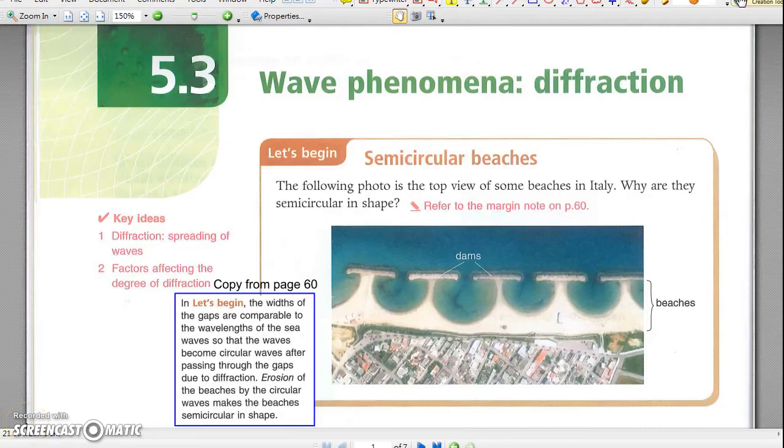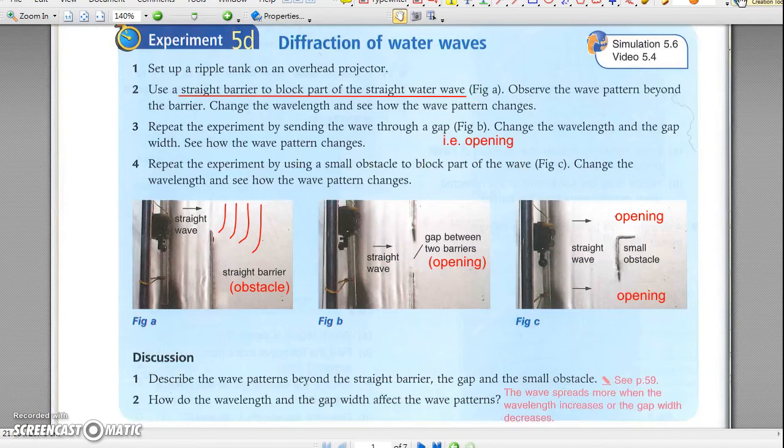Chapter 3. Wave Phenomena. Diffraction. Diffraction is the spread of waves when waves pass through an opening. The following experiment demonstrates the diffraction of water waves.